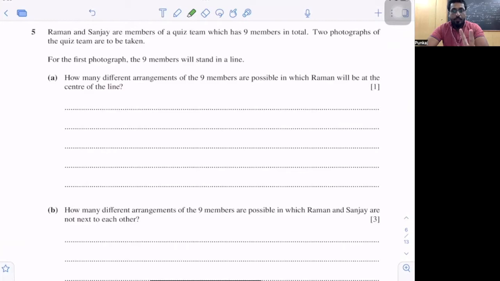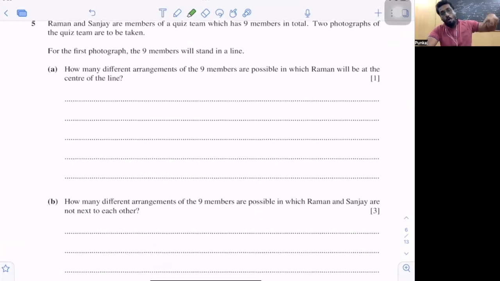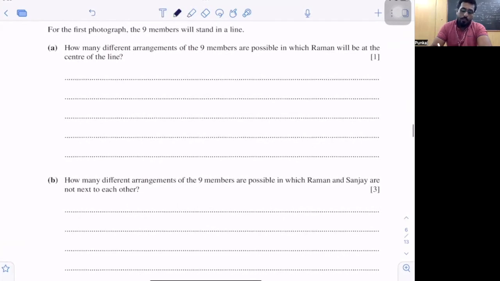So to take 2 different pictures of this entire team. For the first photograph, the 9 members will stand in a line. So all the 9 members are standing in a line. How many different arrangements of the 9 members are possible in which Raman will be at the center of the line? So it's a very simple question, right?